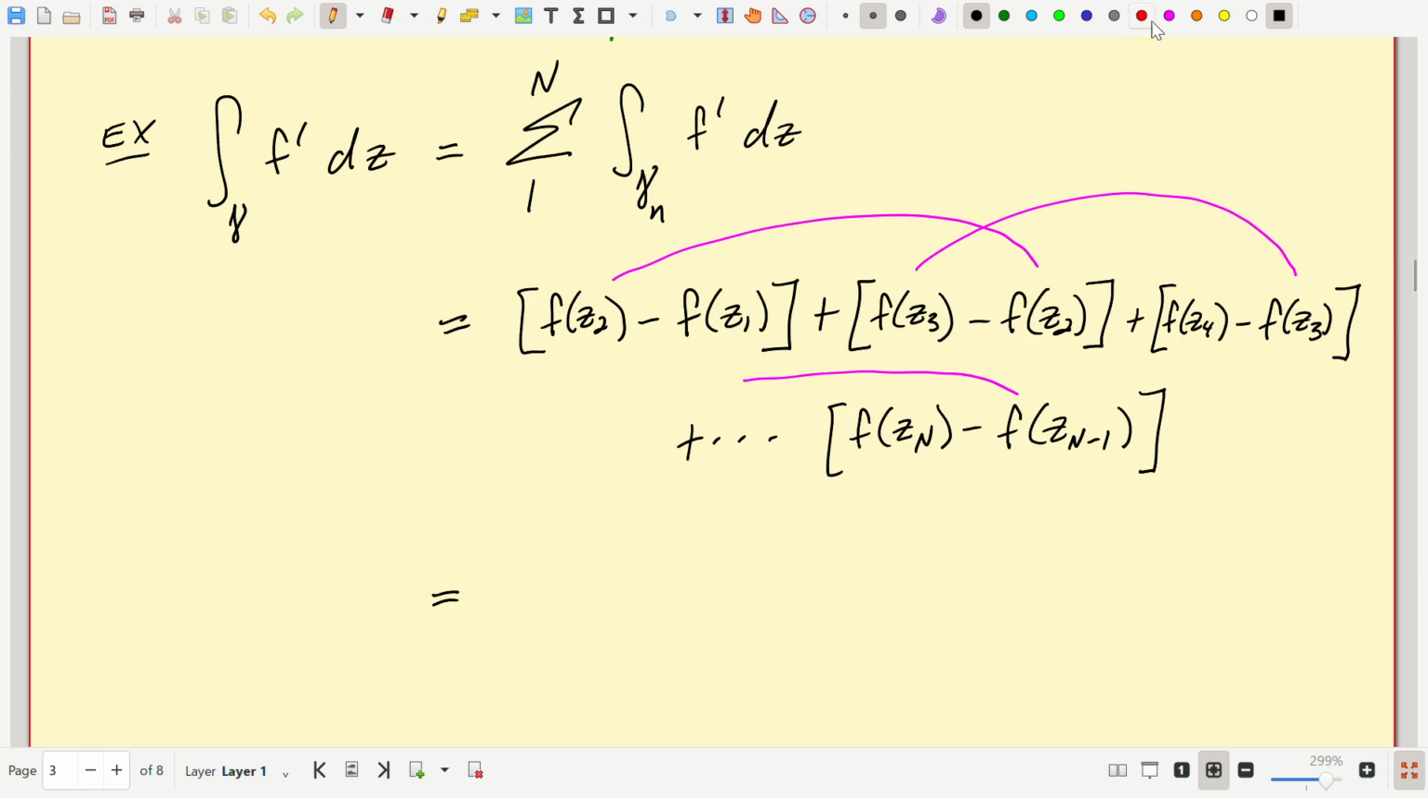So let's see, this would be the ending one right here, and this is the starting one right here. And so in the end, this would be f at the end point minus f at the starting point. So the telescoping thing gets rid of all the junk in the middle. So that's all there is to that. That's a standard.